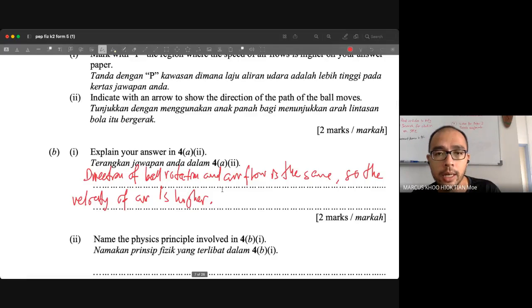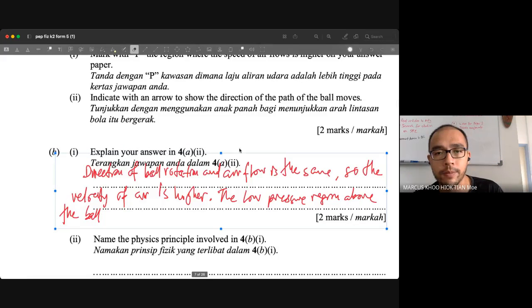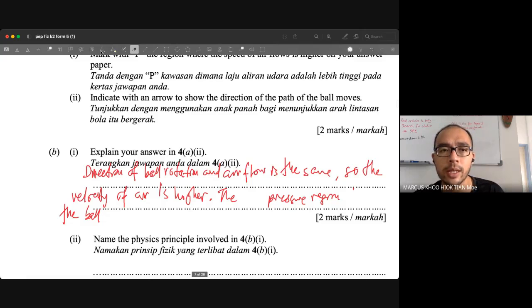And then lepas itu, the second point is the low pressure region above the ball. Sorry, apa ini the low pressure region? Not the low, it should be the high pressure region. Oh, actually you don't even need to do this one lah. Okay, sorry saya tukar balik ini. Anyway, the first point is that kamu mesti cakap bahawa the velocity is higher. Okay, the velocity is higher above the ball.